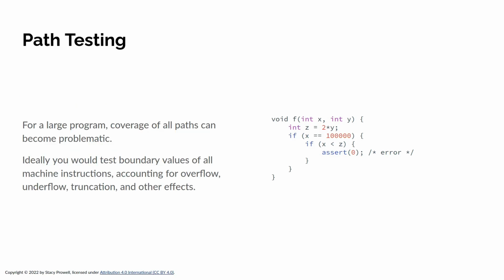For a large program, trying to cover all the paths becomes problematic for the reasons we just talked about. Ideally, you would test boundary values and account for overflows, underflows, truncation, and so on. Imagine you're trying to get all the different paths through the program, and you hit an add instruction, and you think, well, an add instruction doesn't contribute to the path. It just adds some numbers.